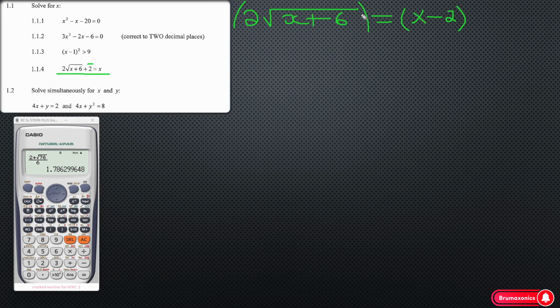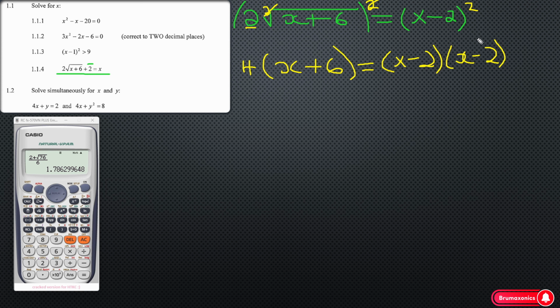So in order for us to erase the square root, we have to square both sides, right? By squaring both sides, it means 2 to the exponent 2. 2 to the exponent 2 will give us a 4, and then 2 to the exponent with a square root, it will give us the cancellation. And then we'll be left with x plus 6, which is equals to x minus 2, and then x minus 2 after expanding it, right?